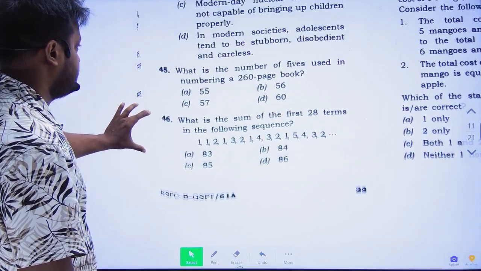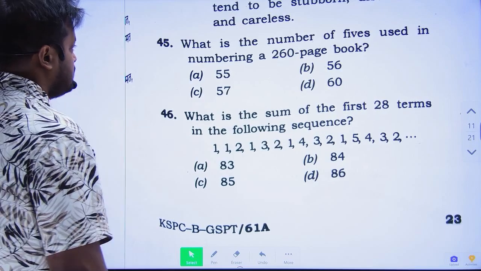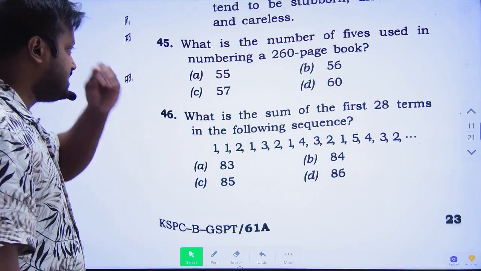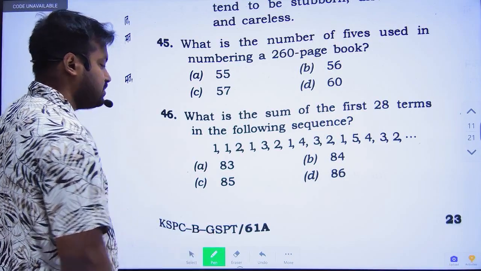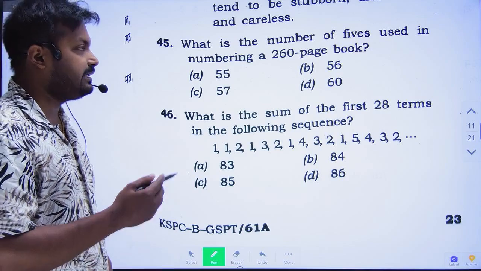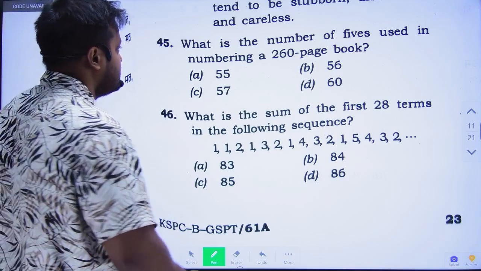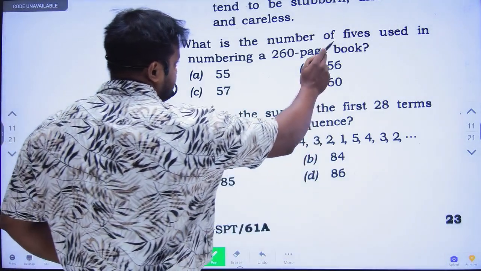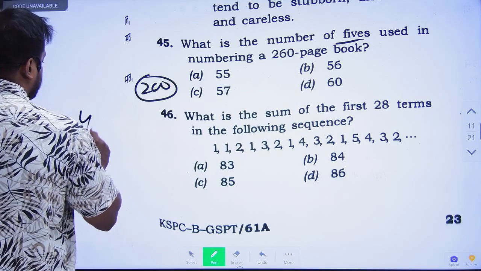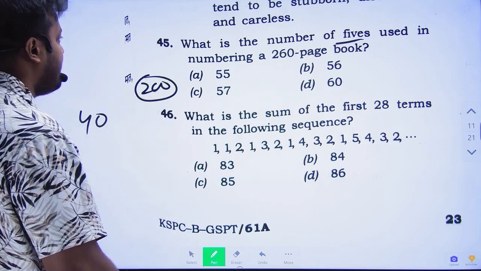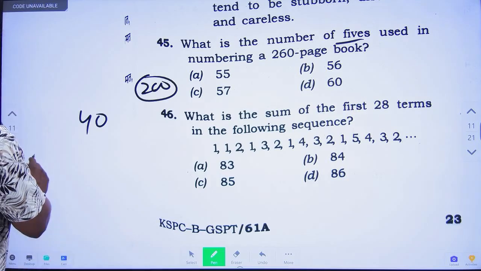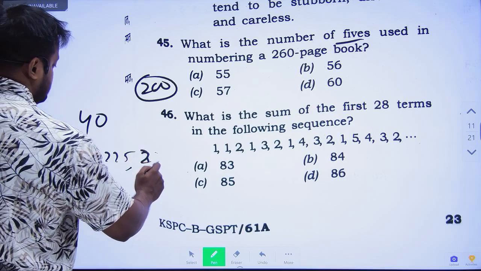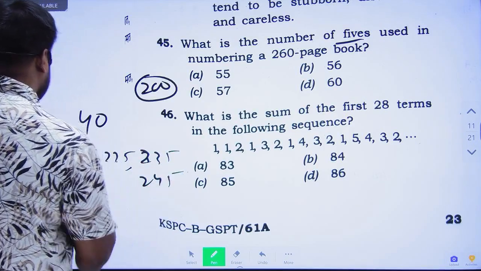Question number 45. What is the number of fives used in numbering a 260 pages book? Okay, here the concept of number system, basic concept you know. Every digit till 100, every digit repeats 20 times. So till 200, the digit 5 repeats 20 plus 20, 40 times. After 200, see where is 5 occurring. 205, 215, 225, 235, 245, already 5 times.